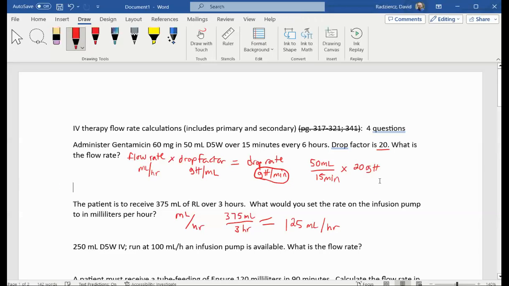So I'm going to rewrite this because it looks horrible. All right, so 20 drops per milliliter. And then to make sure we're doing everything right, we cross out milliliters. We're going to be left with drops per minute, which is exactly what we want. So I'm going to take 50 times 20.